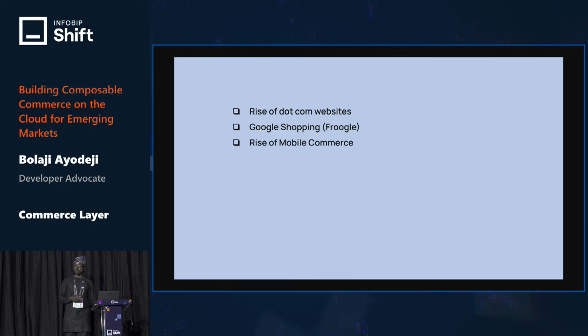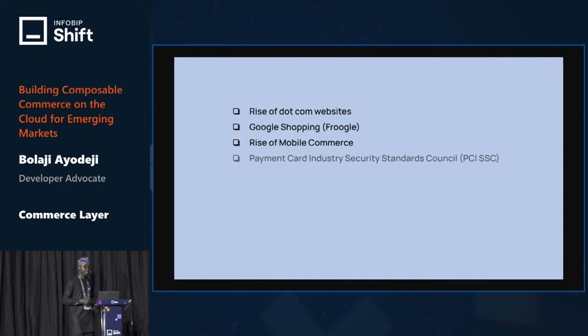And then we had the rise of mobile e-commerce. Often you would find this in vending machines like Coca-Cola and the others, where you go there and make your purchase. And then we had the PCI standards community, which was developed to ensure that the credit card space is secured and they all abide by the standards.